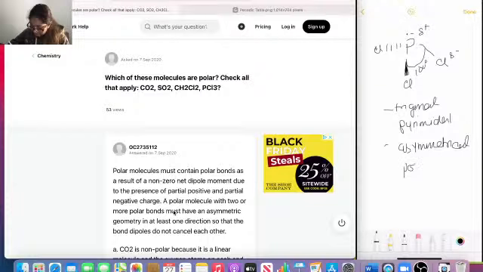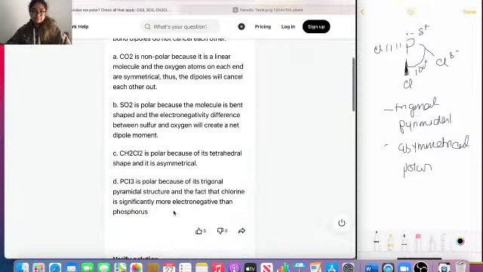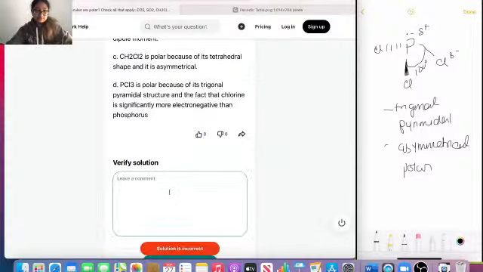So in this case, SO2, dichloromethane, and phosphorus trichloride are polar, whereas carbon dioxide is non-polar. Okay? Polar, okay. This is correct.